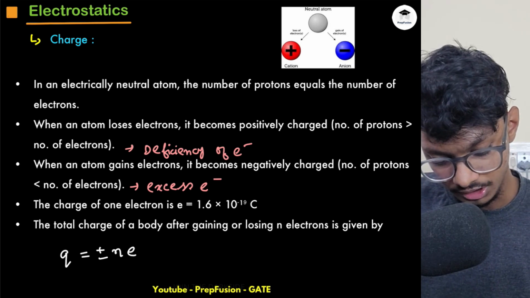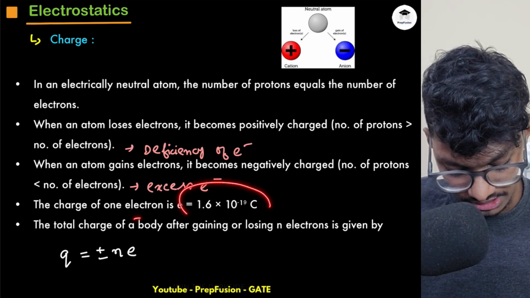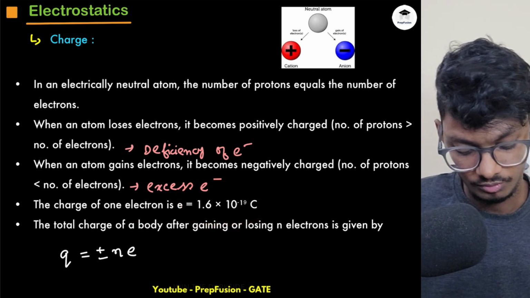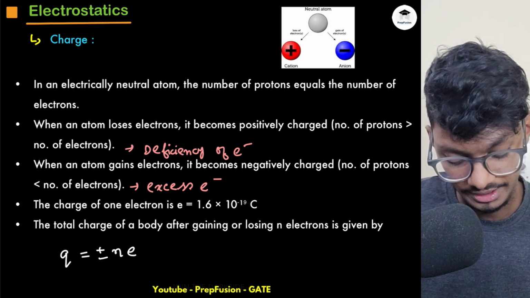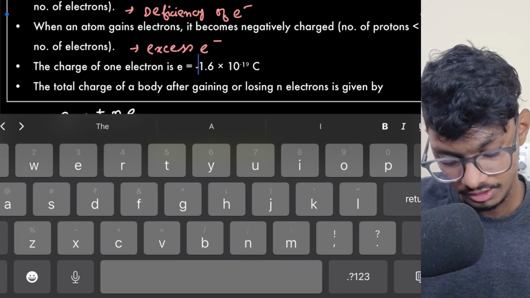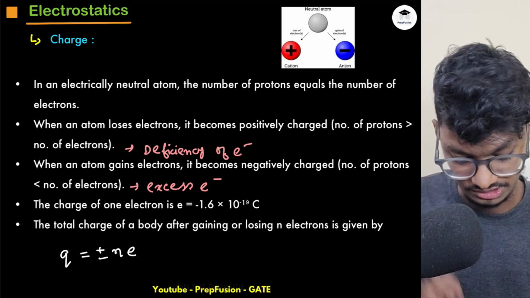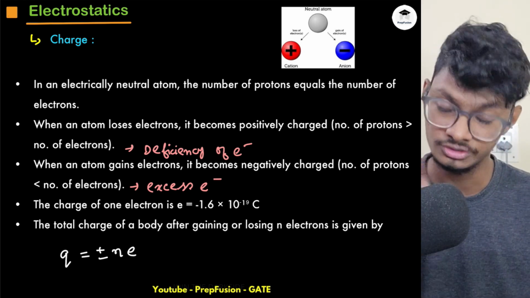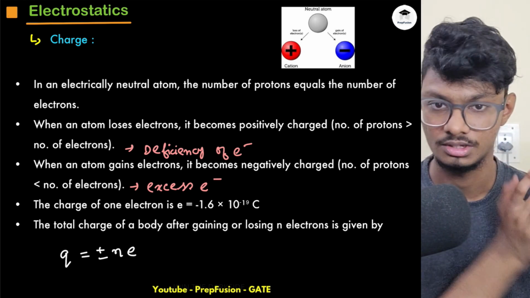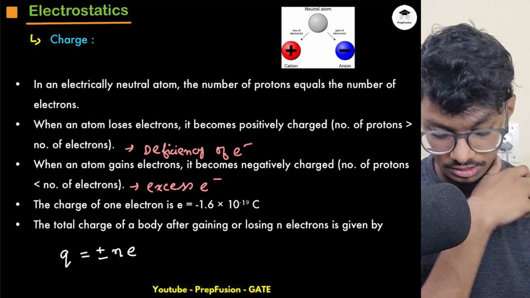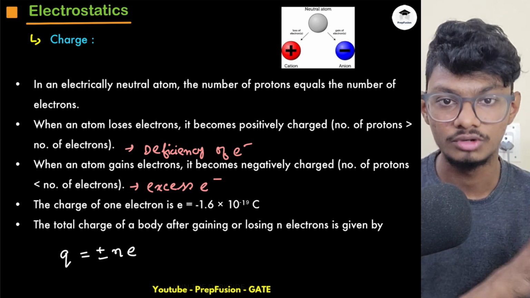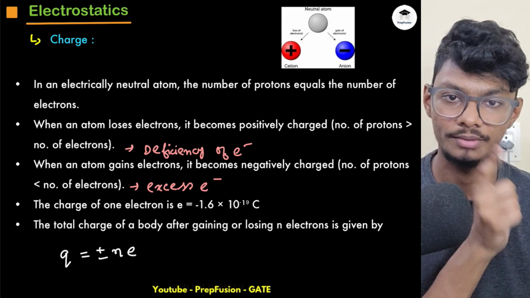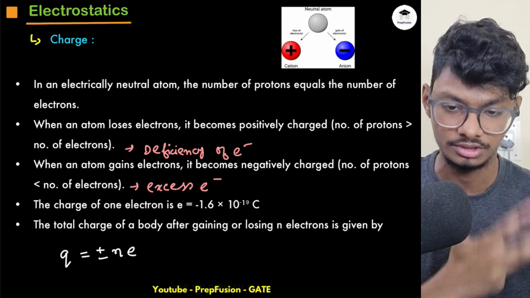The charge of one electron is known as 1.6 into 10 raised to power minus 19 Coulomb. This is a fundamental quantity that you should remember. This sign should be negative because the electron possesses negative charge. The charge of one electron will be minus 1.6 into 10 raised to power minus 19 Coulomb. You can put it in your short notes.